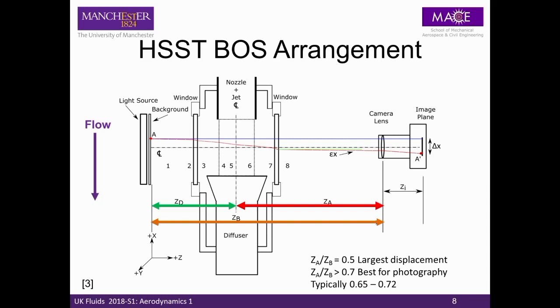Because this is a photographic technique, the important factor to think about is that you're focusing on the background, but your model's in the middle. So there's going to be an apparent blur. And there is always a trade-off between where you place your camera, that's this ZA distance, and where you place your background relative to each other. If you have them equidistant, you maximize the displacements you can track, but then your image becomes increasingly blurry. So it's always a trade-off. In what I'm presenting here today, I've done it in the best for photography position, which is around 0.7.